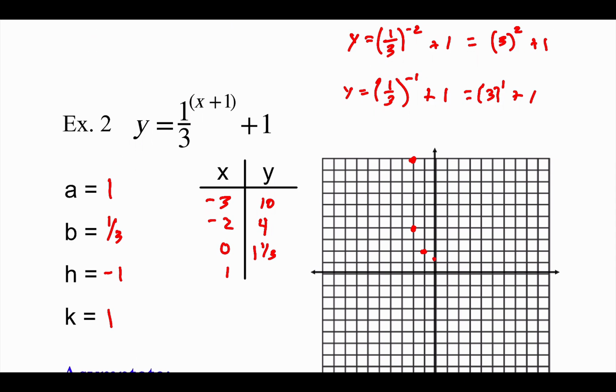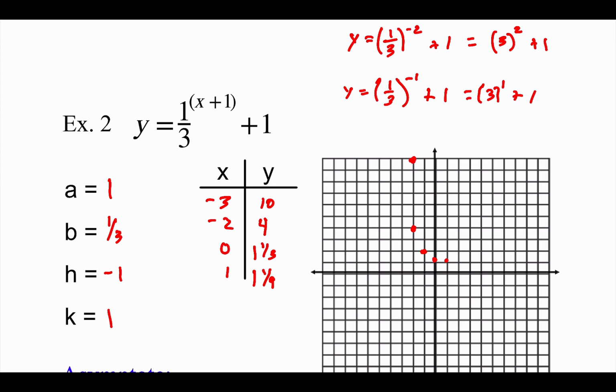Now we're at 1 1/3. So that decay is continuing. And now last part, we plug in 1. We end up getting an exponent of 2. What is 1/3 squared? 1/9. Square the top, square the bottom. 1/3 times 1/3. And 1/9 plus 1 is 1 1/9. So we're about right there.